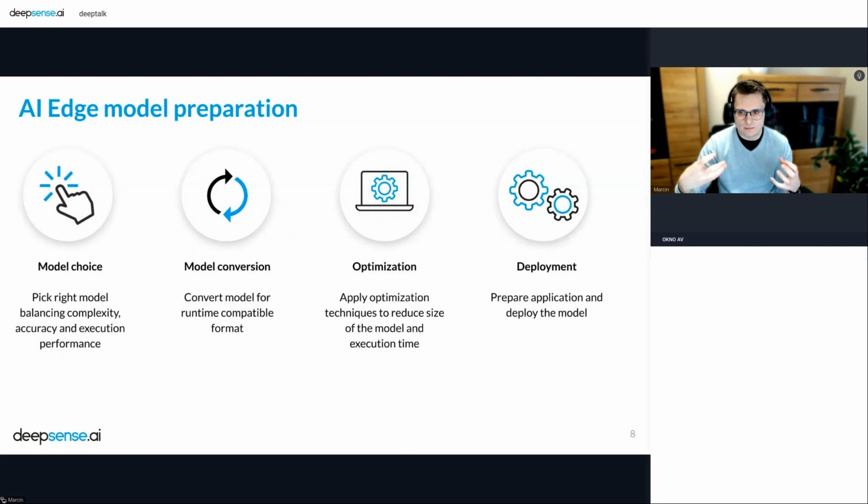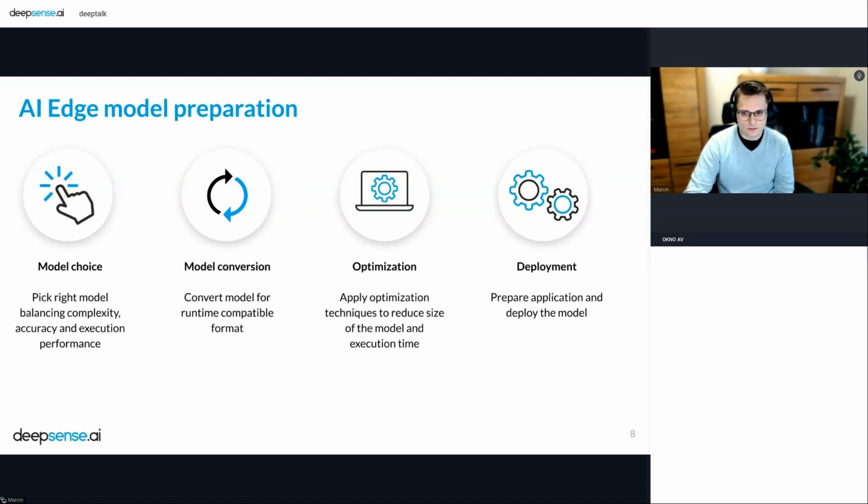So how can we prepare the model? On the slide, you can see the big picture of the pipeline, and in general, this pipeline consists of 4 steps. Let's start with the model choice, because that step is crucial for the whole pipeline, because we have to consider many factors, including complexity, accuracy, and execution performance of the model. So, for instance, now we are not able to run a 70 billion parameters Llama model, so we have to choose something smaller.